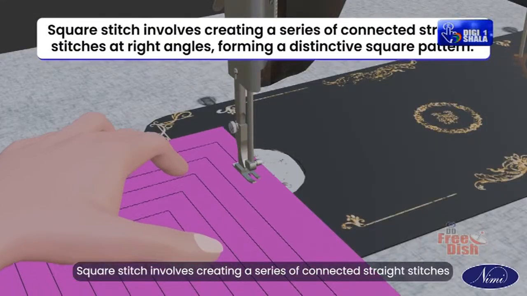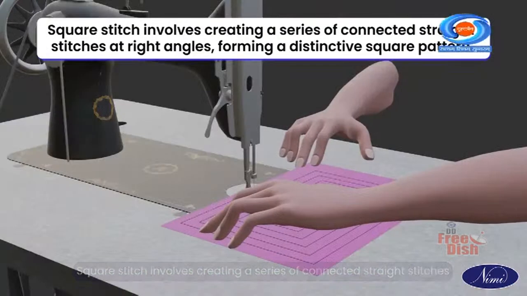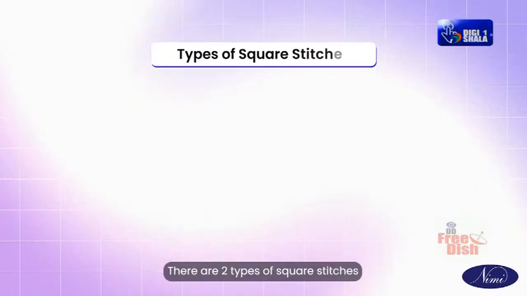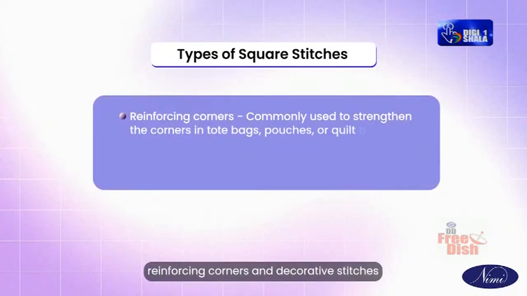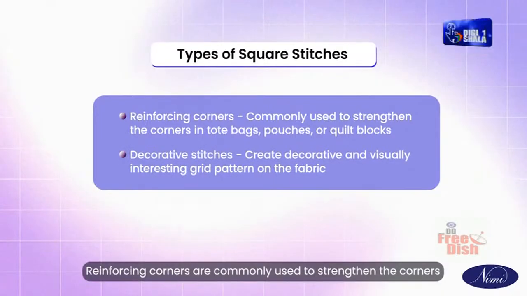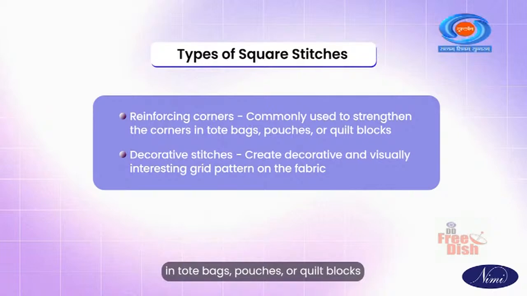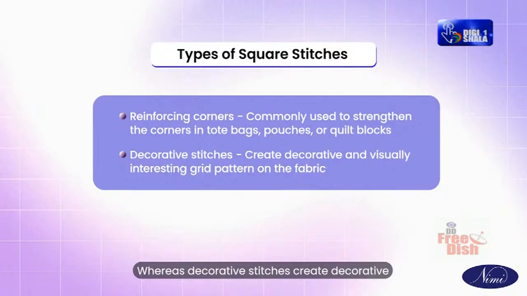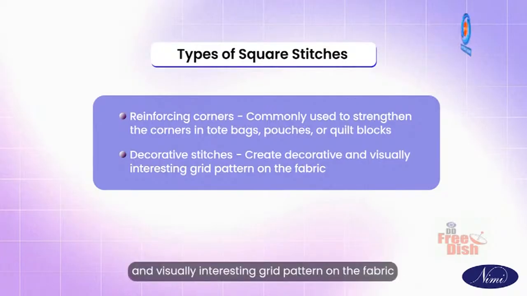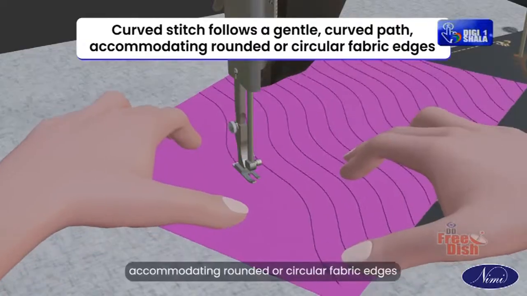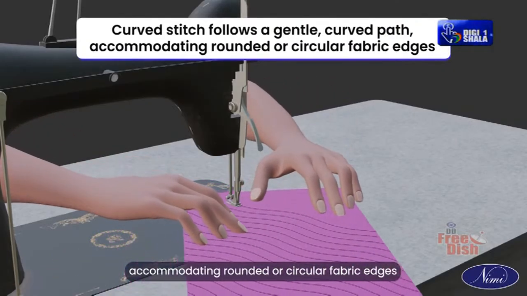Square stitch involves creating a series of connected straight stitches at right angles, forming a distinctive square pattern. There are two types of square stitches: reinforcing corners and decorative stitches. Reinforcing corners are commonly used to strengthen the corners in tote bags, pouches, or quilt blocks, whereas decorative stitches create a decorative and visually interesting grid pattern on the fabric. Curved stitch follows a gentle curved path, accommodating rounded or circular fabric edges.